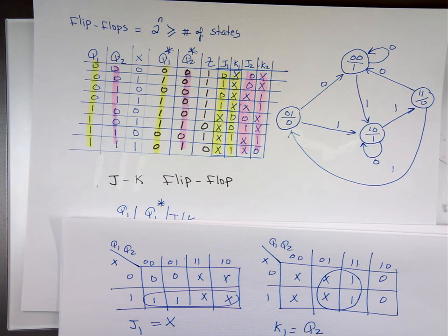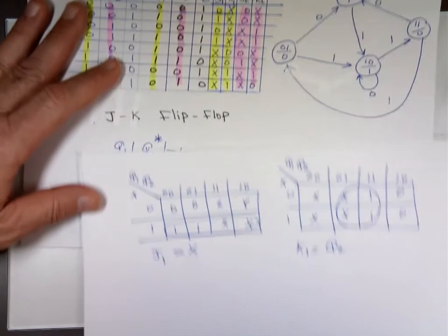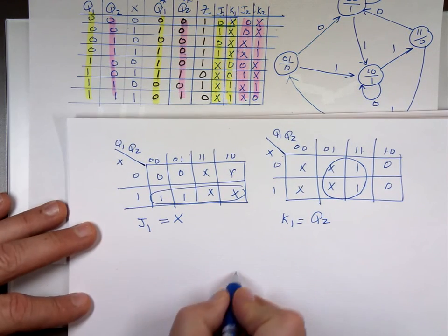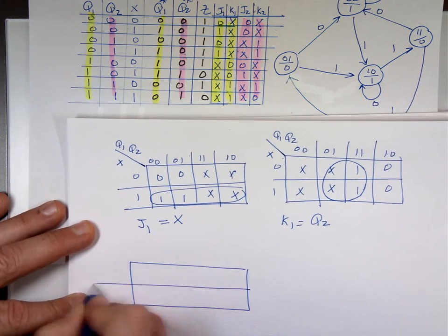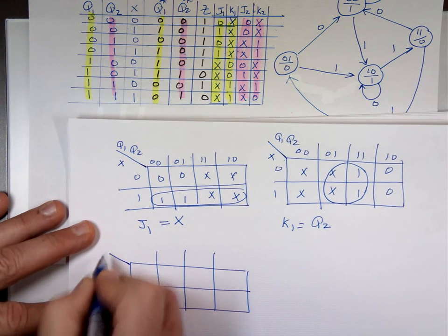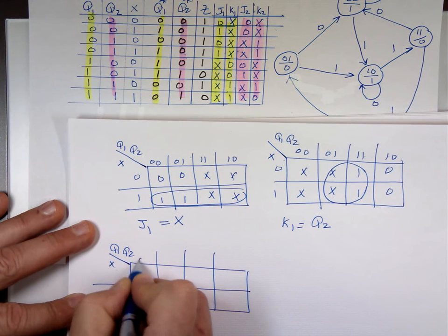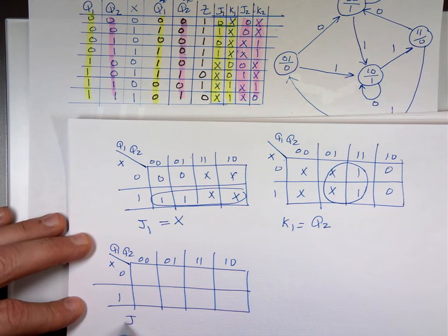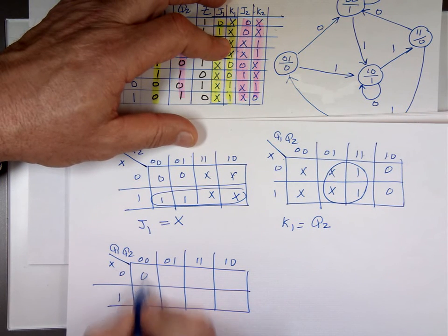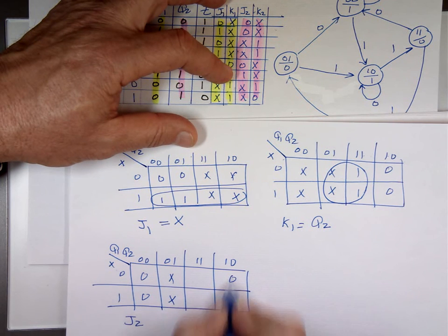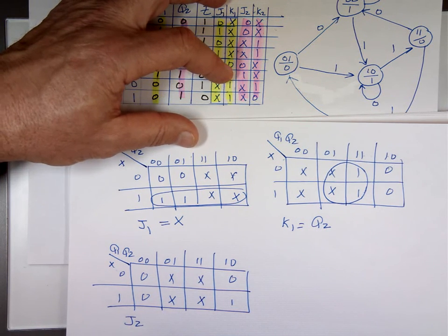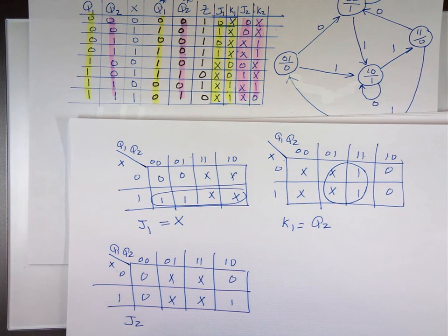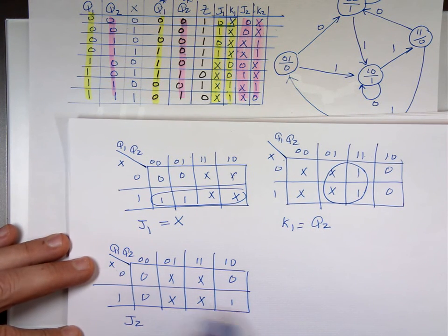Two more. One for J2. J2. 00, don't care. 01, don't care. It looks like for this, I don't need the middle four. I need the one, right? So that would be what? Q1X.